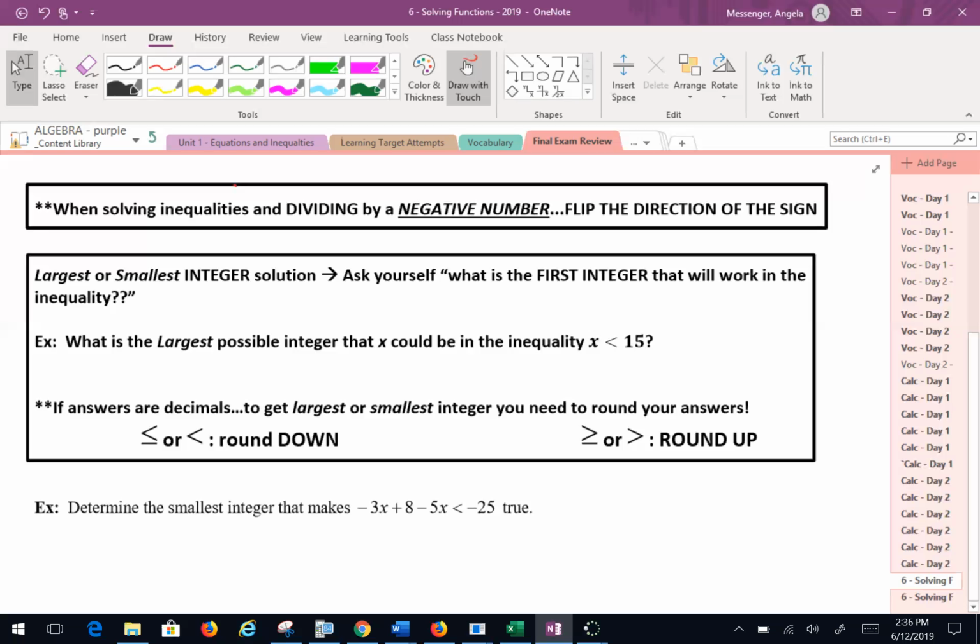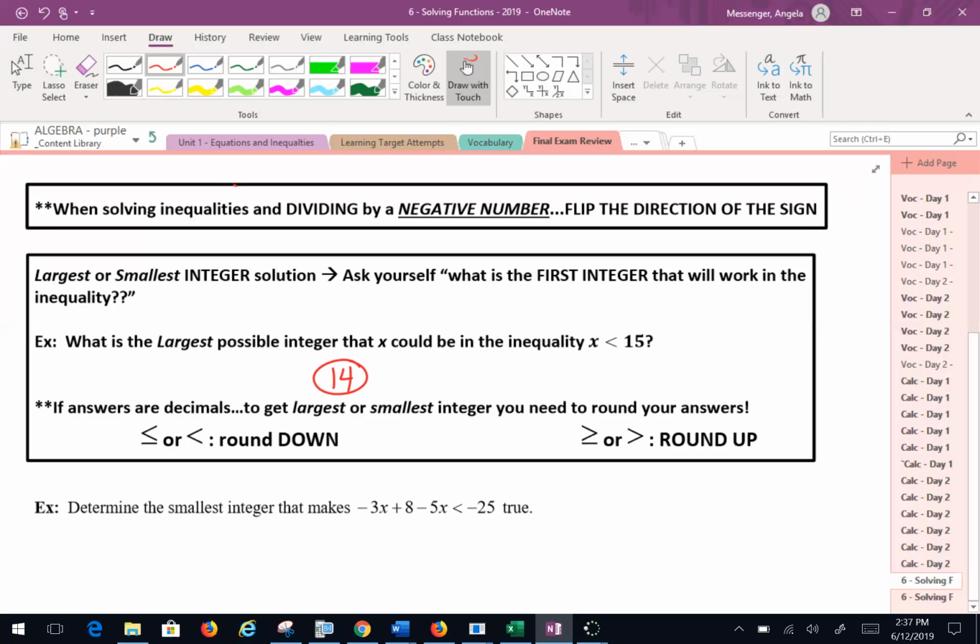14. There's obviously other numbers that work, but 14 is the largest one it could be. So my answer here is 14. If this had a line underneath it, what would that imply? Which means what's my largest answer? 15. But because there's no line underneath it, it has to be less than 15. So 14 is that first number.